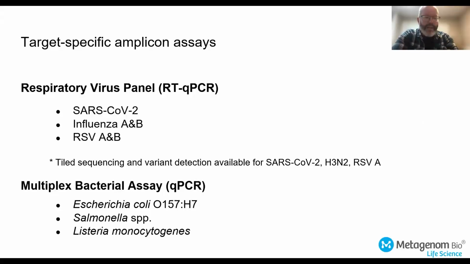Two major standard public health assays we have available are the respiratory virus panel, which covers SARS-CoV-2, influenza A and B, RSV A and B. And then there's also tiled sequencing and variant detection available for many of these. We also have a multiplex bacterial assay that covers E. coli O157:H7, Salmonella species, and Listeria. Next slide, please.